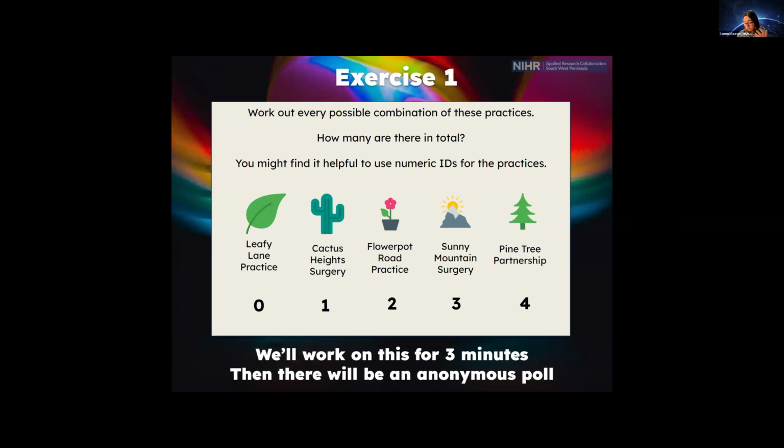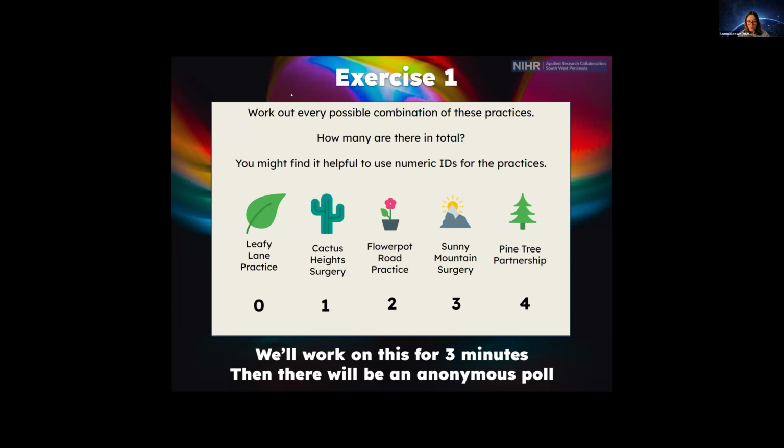I'd also like to give you a couple of minutes break from hearing my voice. Just work out every possible combination of these practices. How many do you think there are in total? You might find it useful to use some numeric IDs for these practices. So just grab a pen and paper, open a new Google Doc or something, have a bit of a play around and try and work out all of the possible combinations of the practices. I'm interested in how many different combinations there could be of 5 practices initially, but we only want 3 practices.